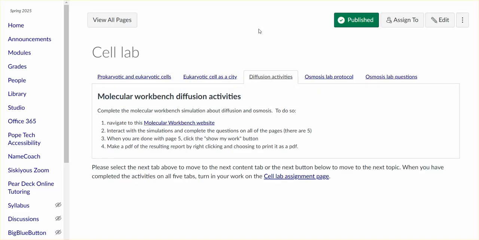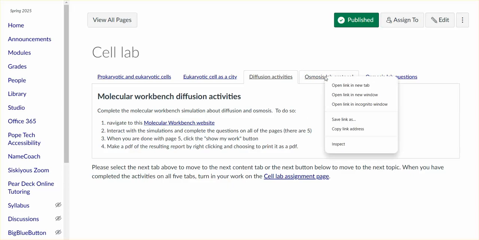The last two parts of this lab are focused on how things move in and out of cells. This molecular workbench simulation is going to walk you through some diffusion simulations. You'll complete this simulation, then you'll click Show My Work, and then you'll have the option of printing your answers as a PDF. So please attach this PDF to the Canvas page when you're done.